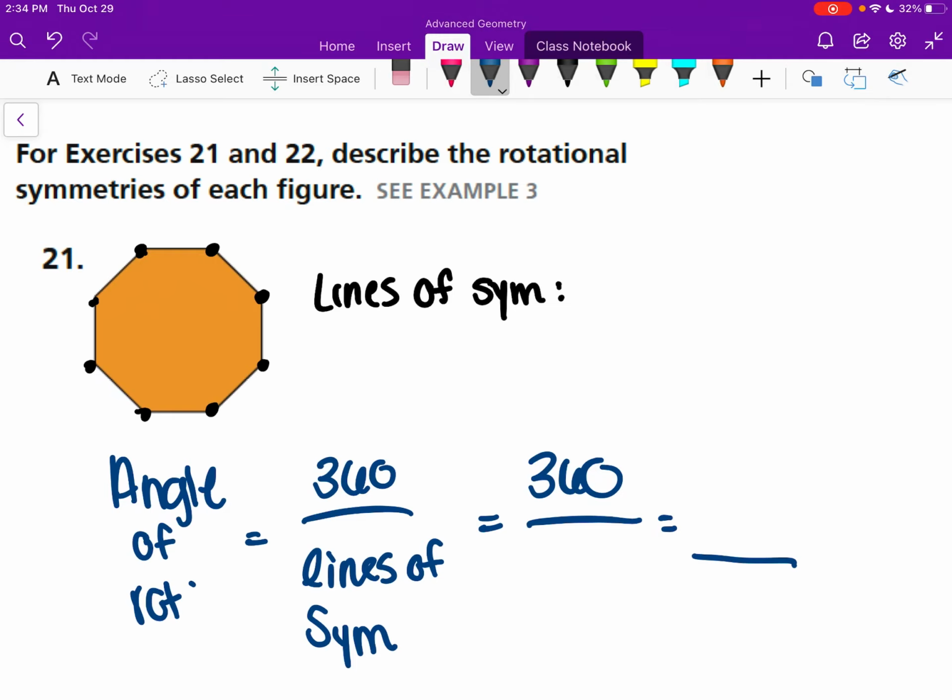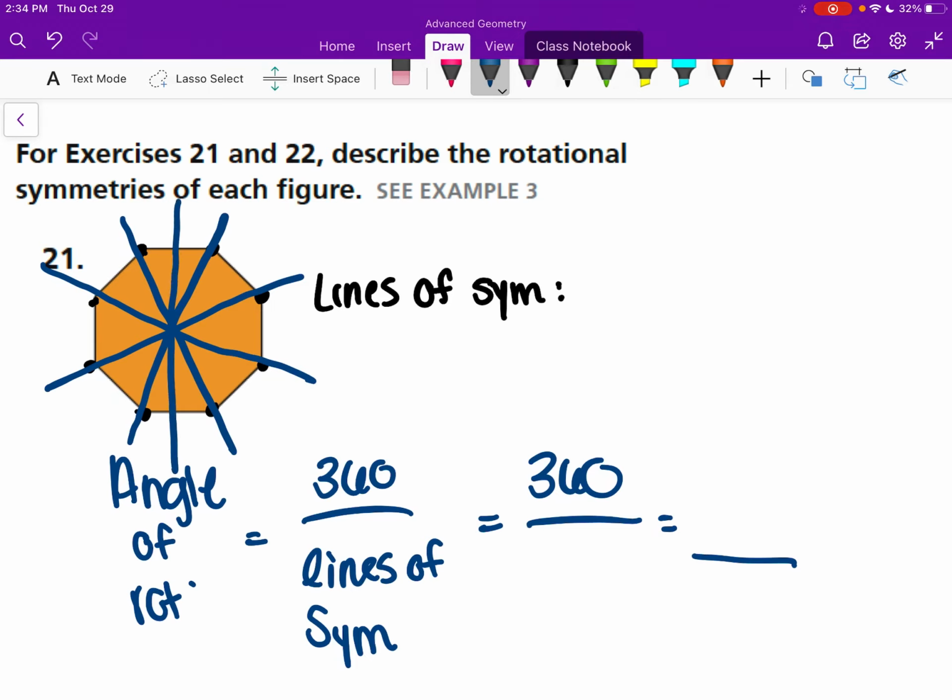So this is a 1, 2, 3, 4, 5, 6, 7, 8-sided figure, an octagon. And let's find how many lines of symmetry it has. I believe it has lines through the vertices, 1, 2, 3, 4, but it also has lines through the midpoints of its segments, 5, 6, 7, 8. Notice it was an 8-sided figure and had 8 lines of symmetry.